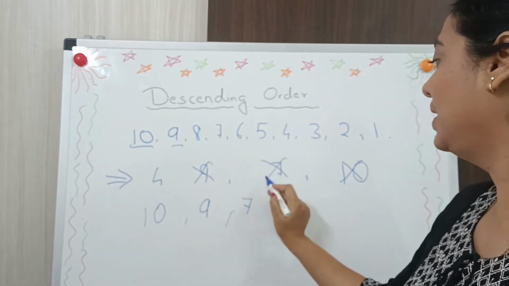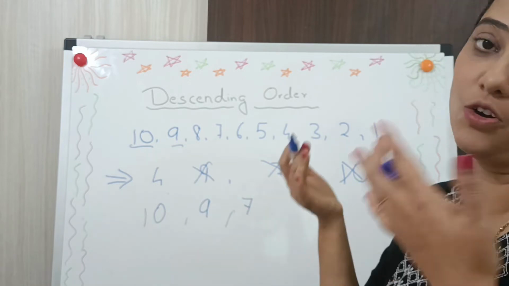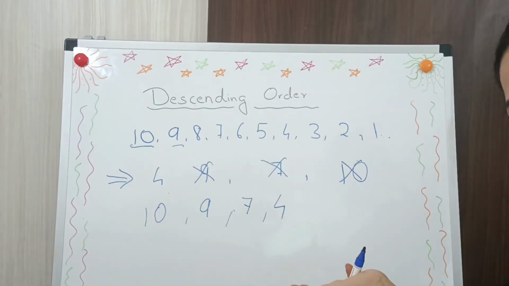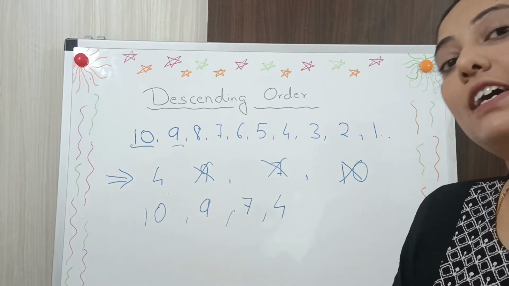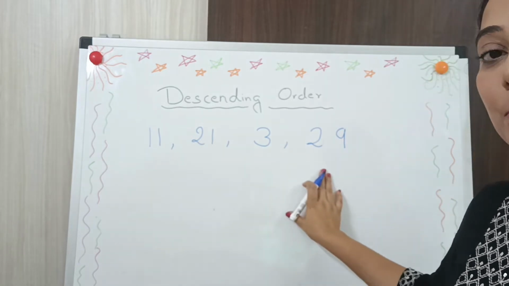Only one number left. So one number left means, obviously, it will come next to the seventh one. 10. Now we will take a next example. Now kids, I take a new example.